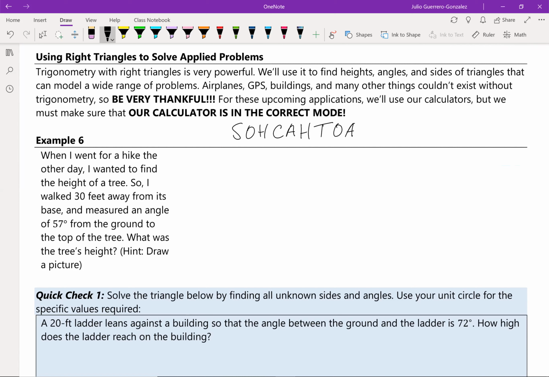It's SOHCAHTOA, still SOHCAHTOA, okay? But we're actually going to use it in an application this time.